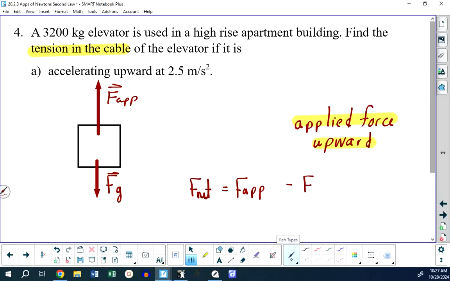And if that's the case, everybody, then you would write F net equals F applied minus Fg. I mean, look at the diagram. You take the magnitude of the applied force, and you subtract the magnitude of the force of gravity because they're in opposite directions and the applied force is greater.